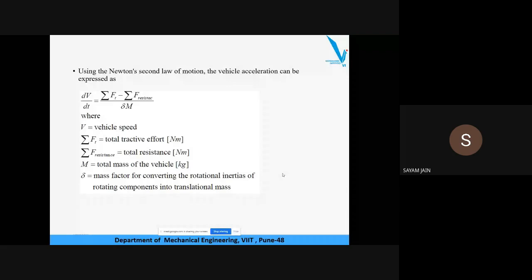Using Newton's second law of motion, the vehicle acceleration can be expressed as dv by dt equal to the summation of Ft minus the summation of F resistance, divided by delta m, where v is the vehicle speed and Ft is the total tractive force. In the total tractive force, we can divide the tractive force for the front wheel as well as the rear wheel. Both can be considered here.